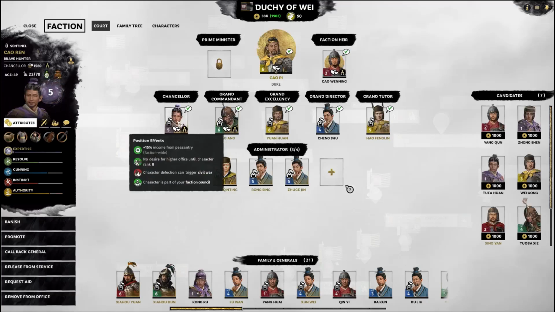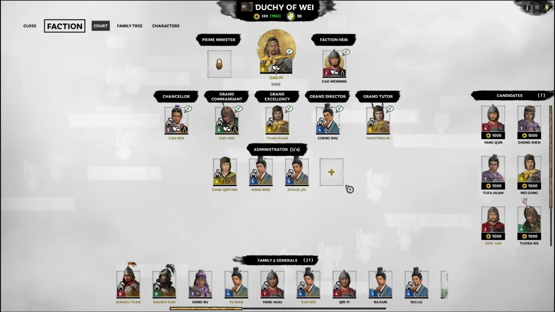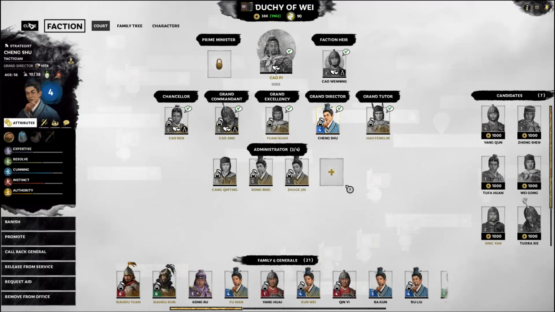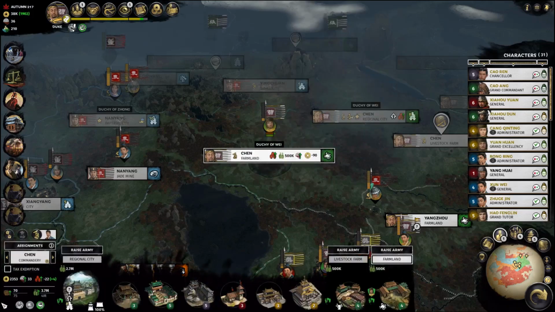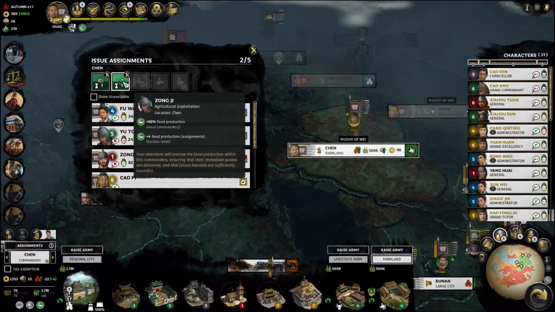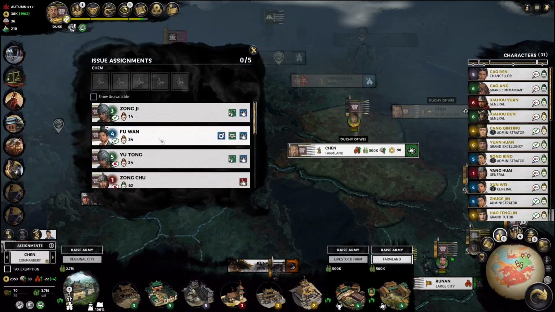And you also have the counselors, for example. This one gives you 15% income from peasantry. You have the grand director, which gives you a 25% bonus to food from farming and a 25% bonus to food from fishing. What else? You have the assignments, which also give you all kinds of bonuses. Let's say I put in here, on purpose, I will deduct them.